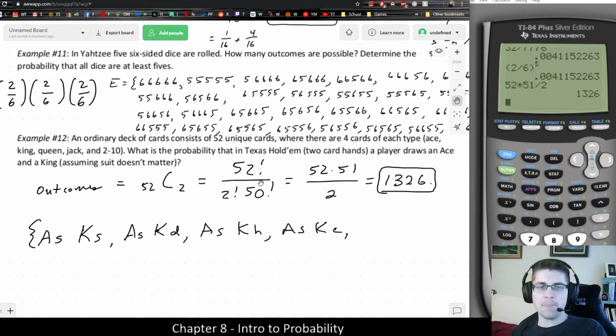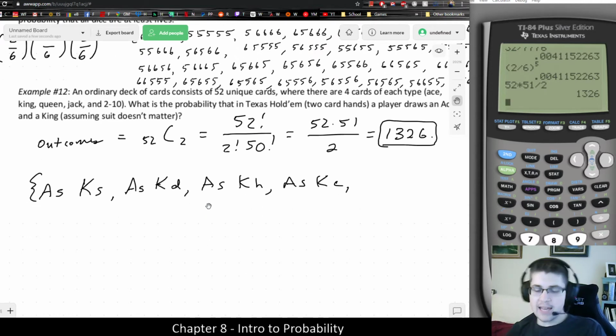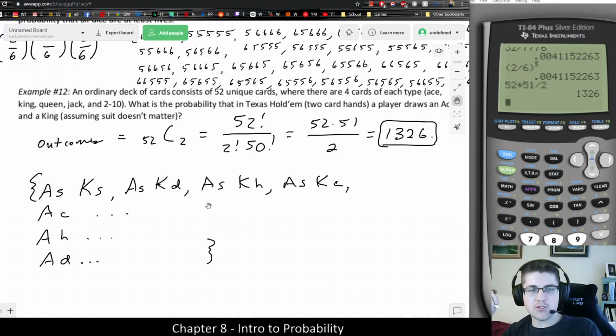And similarly, that would be each hand with the ace of spades. I could also have an ace of clubs with each, I could have an ace of hearts with each, and I could have an ace of diamonds with each of the kings as well. And none of those are duplicated. So what that gives me is a total of 16 potential hands. Or really, I could think about that as the fundamental counting principle.